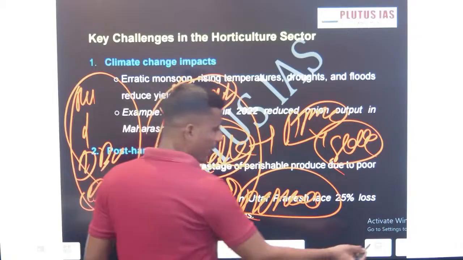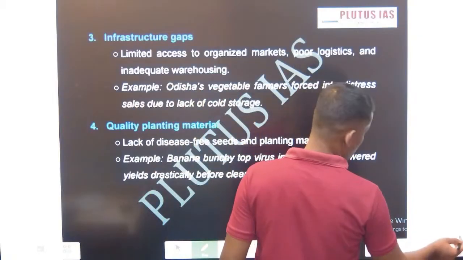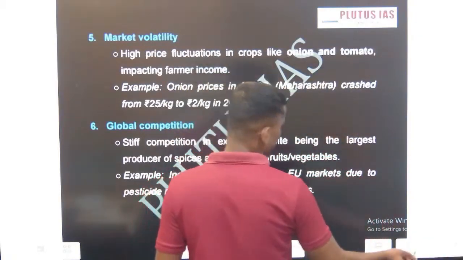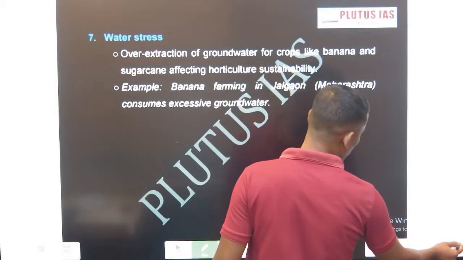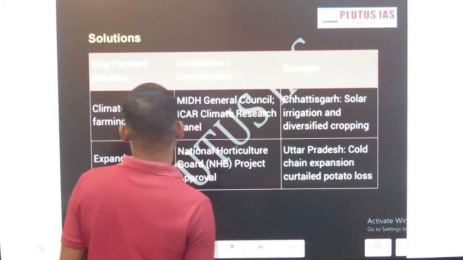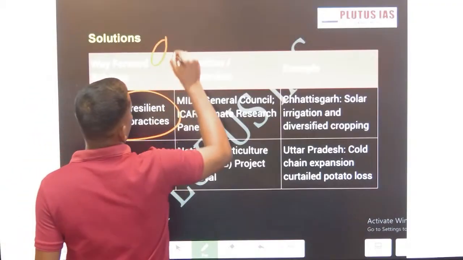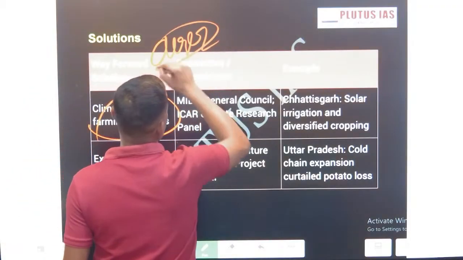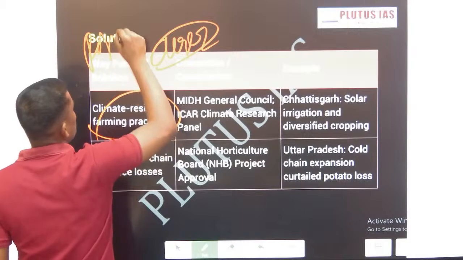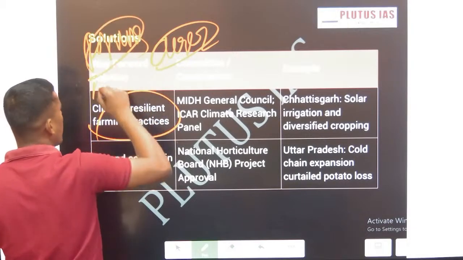Okay, so now this is the first infrastructure gap, as I have discussed. The market volatility I have mentioned. Now water and environmental issues are also there. Now we are discussing the solutions which can boost India's horticulture production.